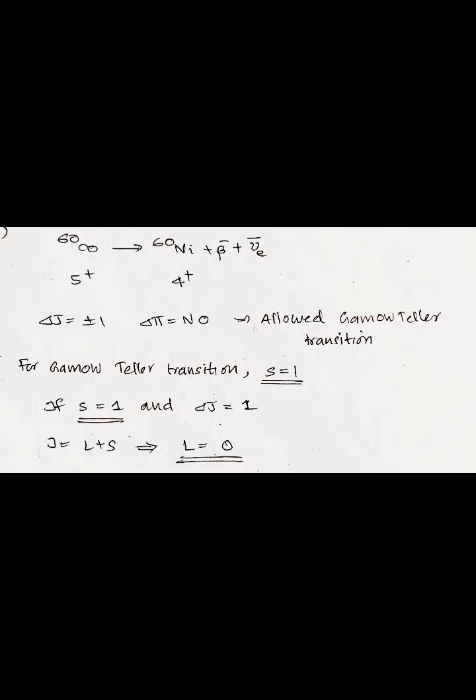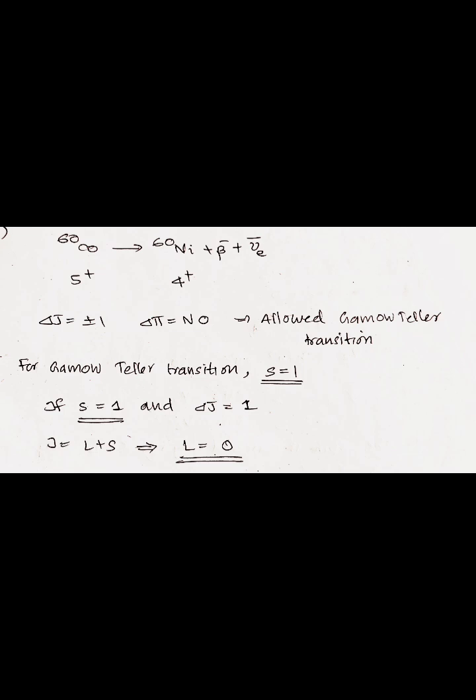The next question is, a Co-60 nucleus beta decays from its ground state with Jp equal to 5 plus to a state of Ni-60 with Jp equal to 4 plus. From the angular momentum selection rules, the allowed values of orbital angular momentum L and the total spin S of the electron anti-neutrino pair is dash. So here the reaction given is Co-60 gives Ni-60 plus beta minus plus anti-neutrino. The value of J pi is given as 5 plus and 4 plus.